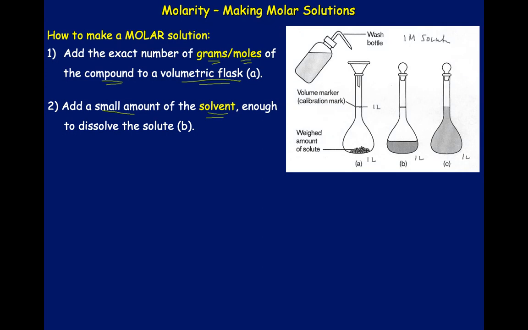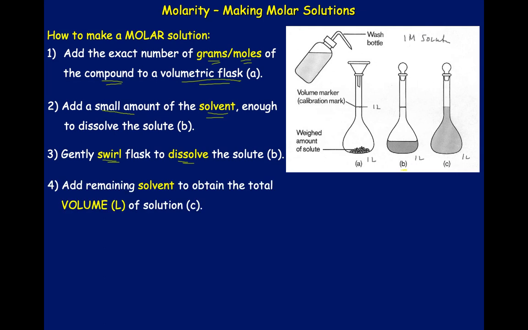So notice that we're adding the solute first. We're adding a little bit of solvent to dissolve it. Make sure you're getting a solution that's completely dissolved in letter B. And then you're going to swirl it, and you'll dissolve it. Make sure you mix it really well. You want to make sure you have some room to stir that around. And 4, then you want to add the remaining solvent so that you fill this up to the line, to exactly that 1 liter. And then you would have your 1 mole per 1 liter.